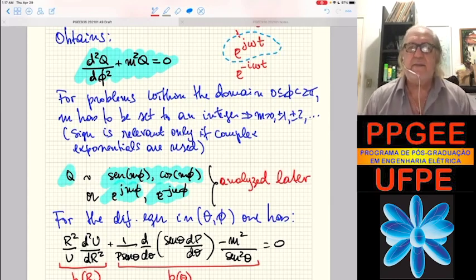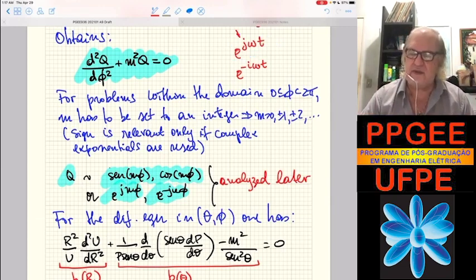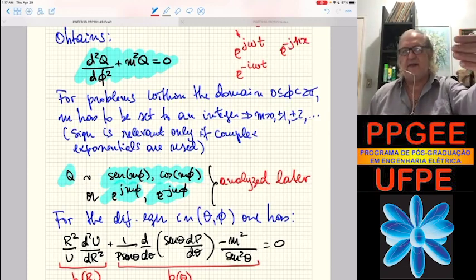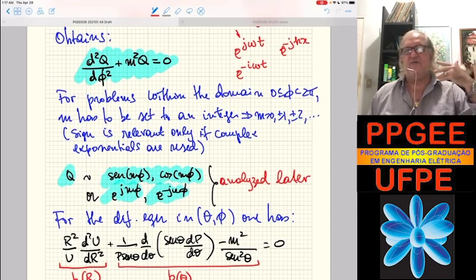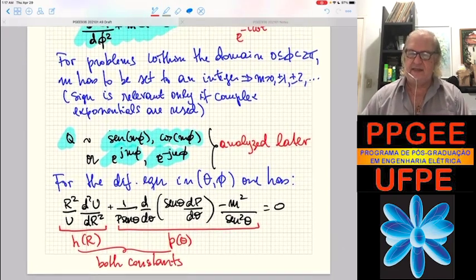Plane waves, a forward plane wave, for instance, as we will see, is something like this: exponential minus j k x. That means a wave that propagates along the positive x direction. So in space, we use minus j k to move forward, and in time we use plus j omega t to move forward. So that's an important remark. Let's keep with that.